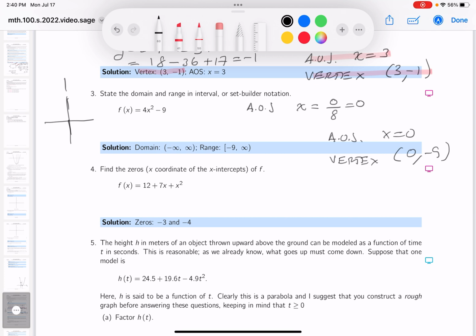I put a little dashed line over here. And then the point (0, -9), I'll just put that over there. And certainly looking at it, it opens up like this. And I got a picture of it.